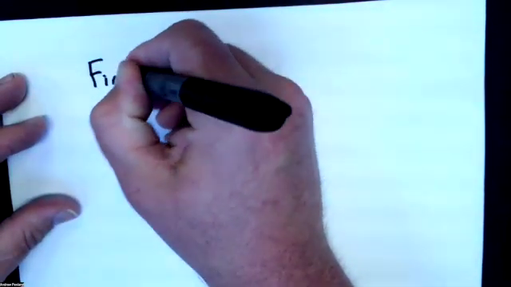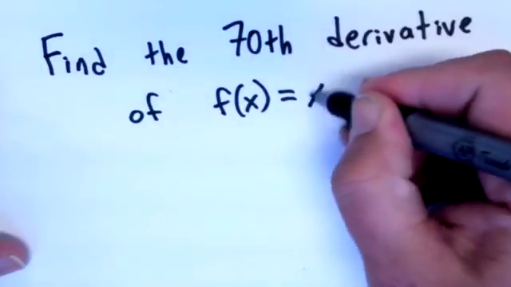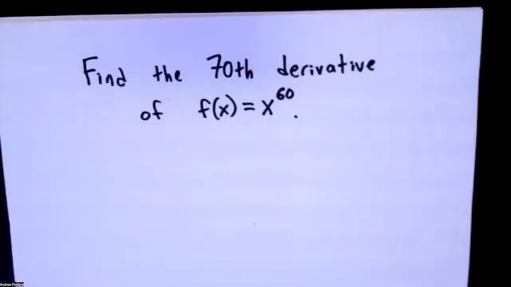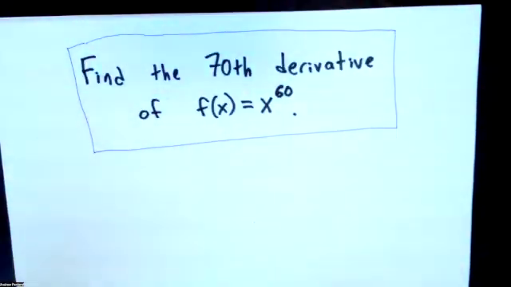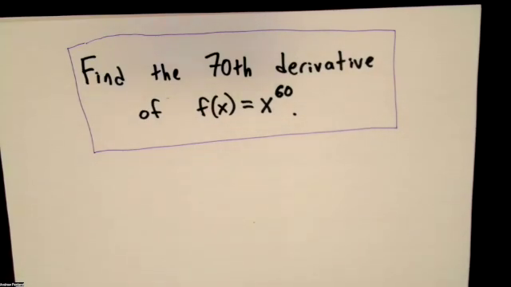What is the 70th derivative of f of x equals x to the 60? Anyone know right away what it will be? It's okay if you don't. I'm not expecting you to. 0. Why do you say 0?